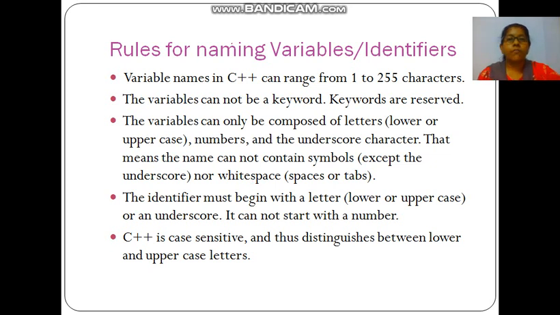Now let's discuss the rules for forming variables or identifiers. It may be a class name or some function name, all the rules are the same. So let's discuss what are the rules for naming variables. In C++, for forming a name for the variable, you can use 1 to 255 characters. So give a meaningful name for a variable.